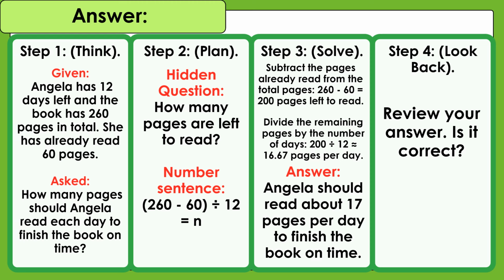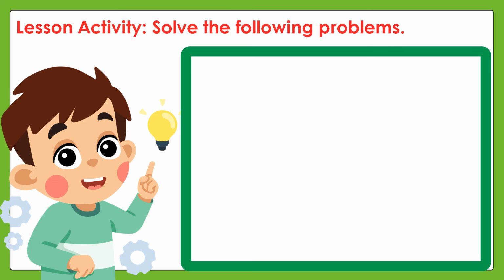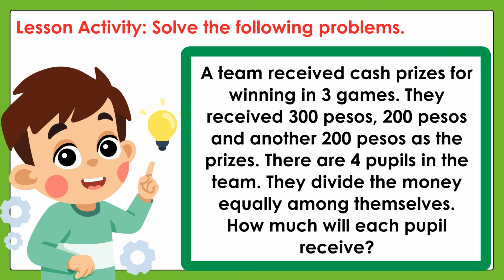Step 4. Look back. Review your answer. Is it correct? Next, a team received cash prizes for winning in 3 games. They received 300 pesos, 200 pesos, and another 200 pesos as the prizes. There are 4 pupils in the team. They divide the money equally among themselves. How much will each pupil receive?